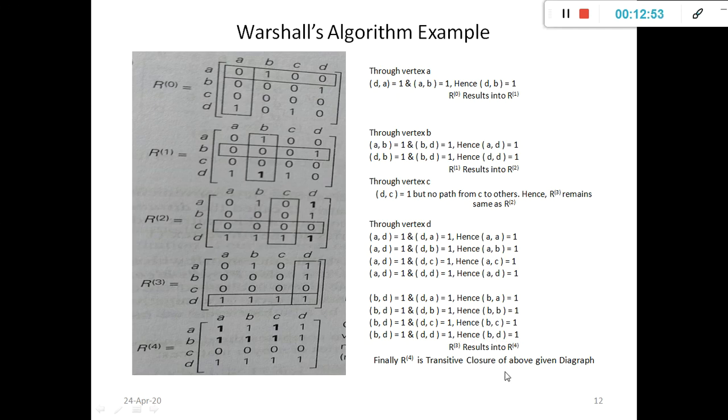Then once you apply this, you will get the new values of AA, AB, AC, AD and BA, BB, BC and BD, and when you enter these values into the resultant matrix R3, it will result in a new matrix R4. Then finally, resultant matrix R4 is the transitive closure for the above given diagram.